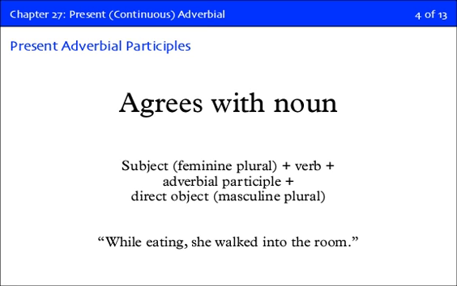While eating, she walked into the room. So the author wants to tell you something about the walked, telling you something else about what happened when she walked. Well, what was happening? She was eating. The thrust of the participle is directed against the verb, but it's still going to agree with some noun to get its case, number and gender.